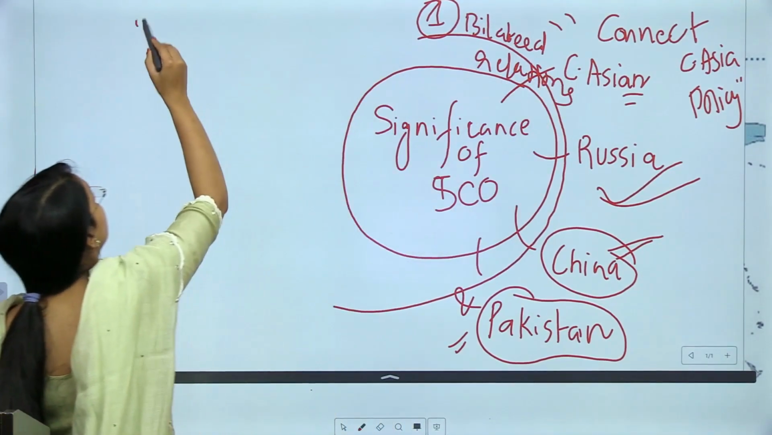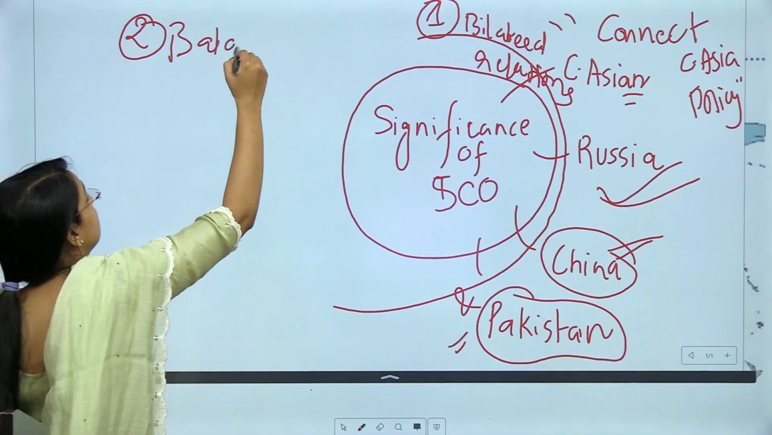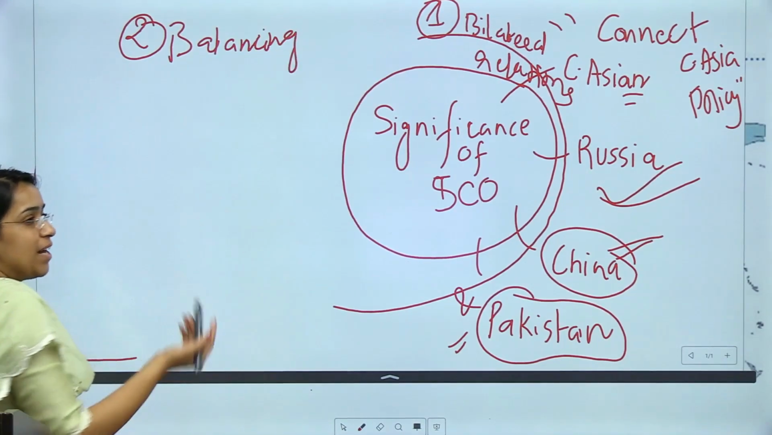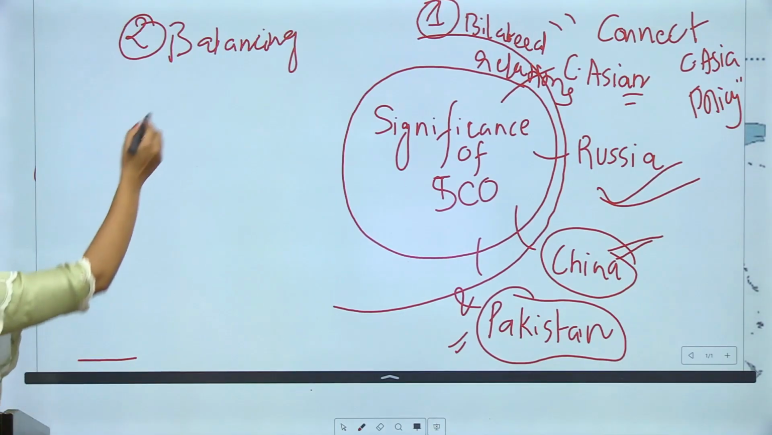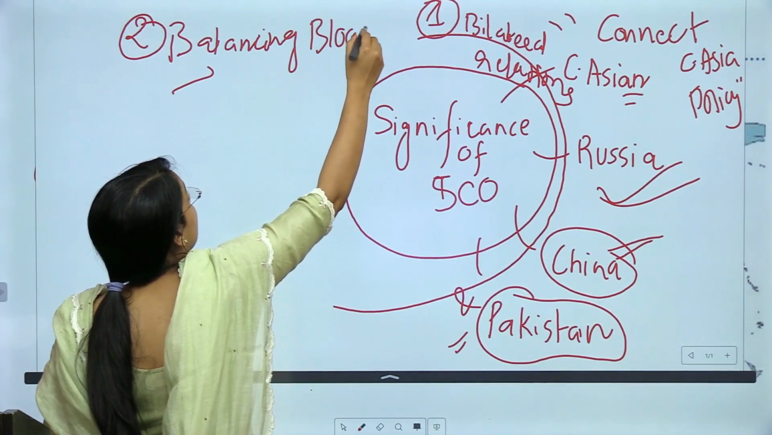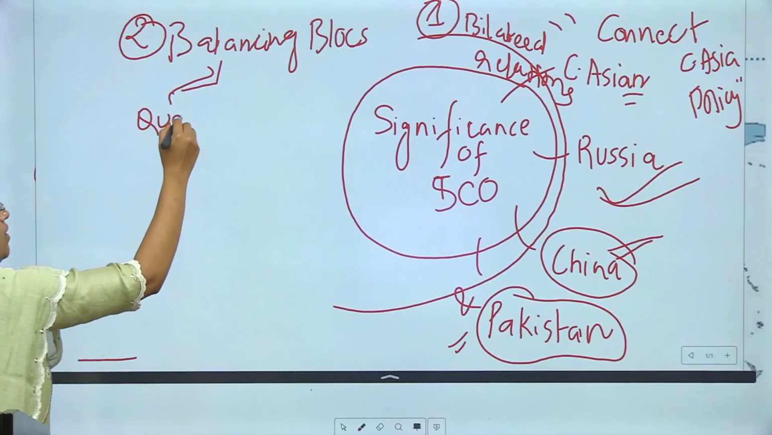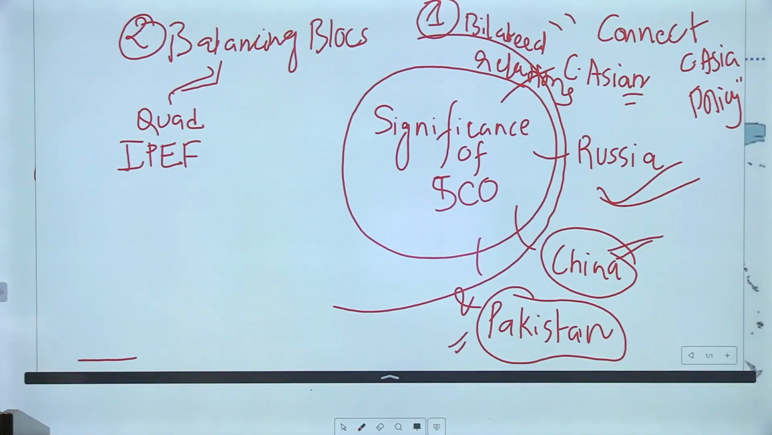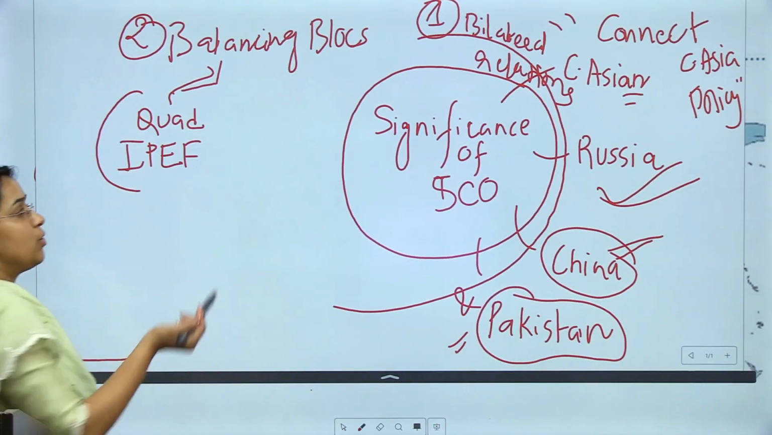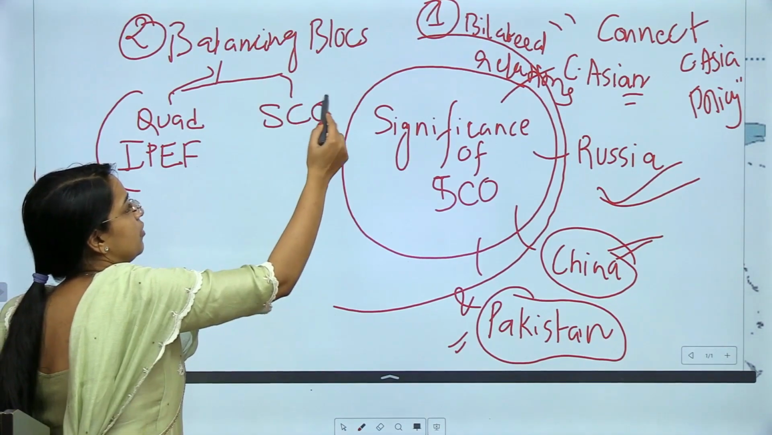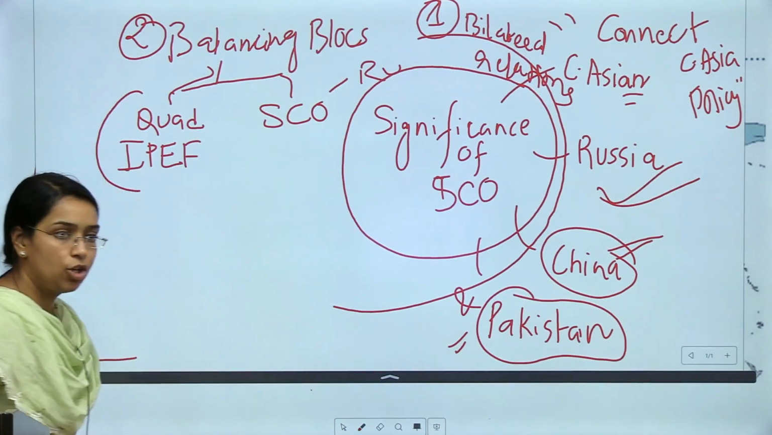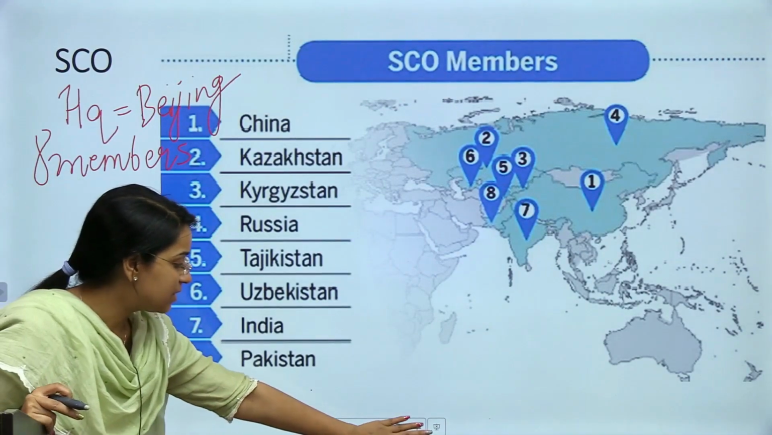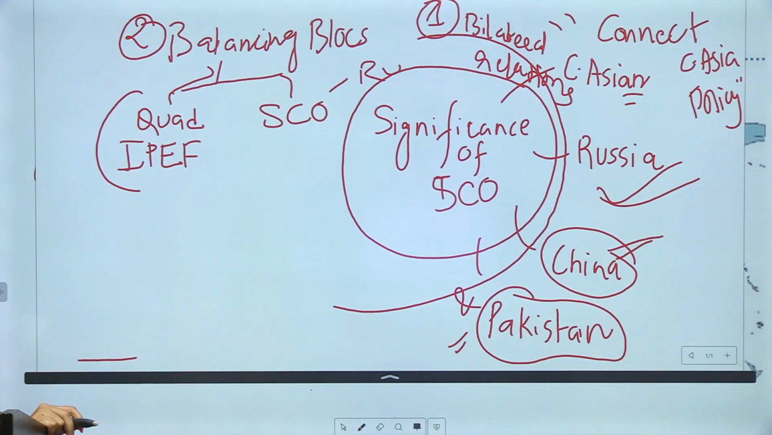Now the second relevance is balancing. So India is also a party to many US or Western led initiatives, balancing blocs. Western led initiatives like the Quad, and in this very video we discussed the Indo-Pacific Economic Framework, right? So India does not want to be seen as one who is working on the Western side. So now you can say it is also becoming part of groupings led by or including Russia and China, like SCO. So it is trying to balance its relationship with both sides, right?